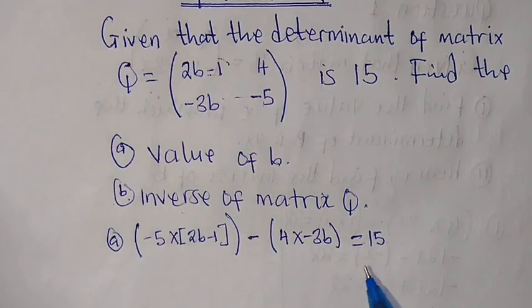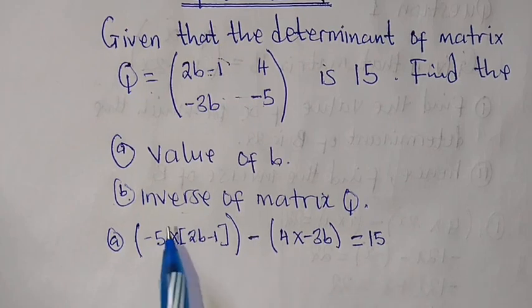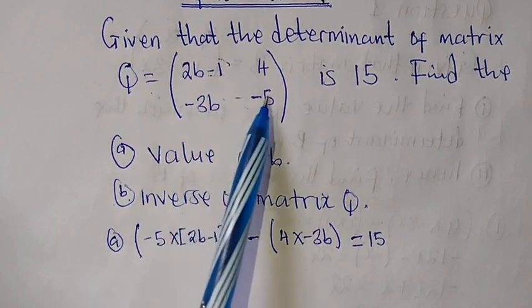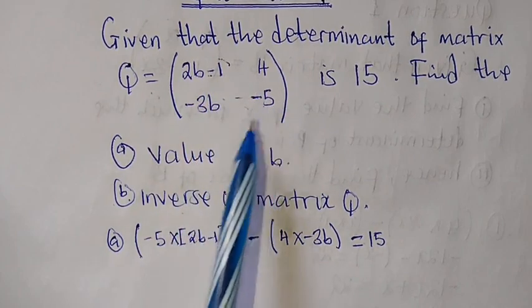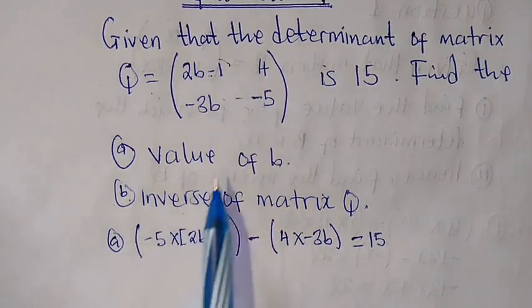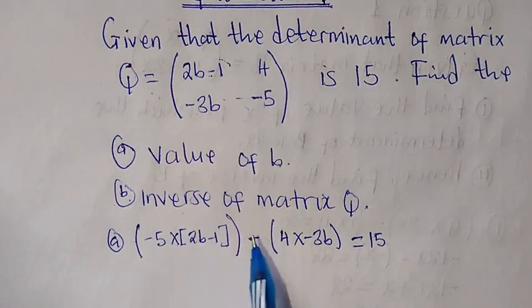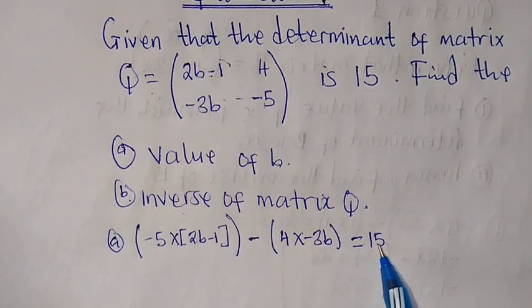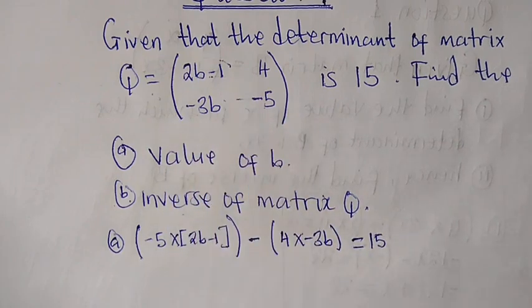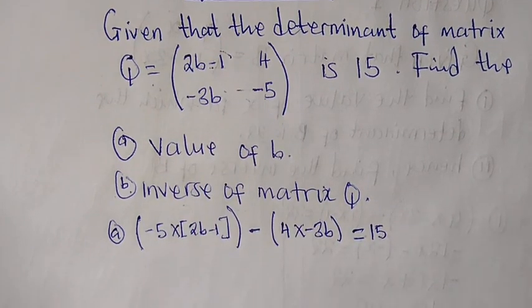Alright, so we've now equated to 15. So we have found the product of the major diagonal elements, 2b minus 1, and then we multiply with negative 5. Then minus the product of the minor diagonal elements, which is 4 times negative 3b. This is what we have written. We equate to 15 because 15 is the determinant of this matrix. So from here, we can try to simplify.